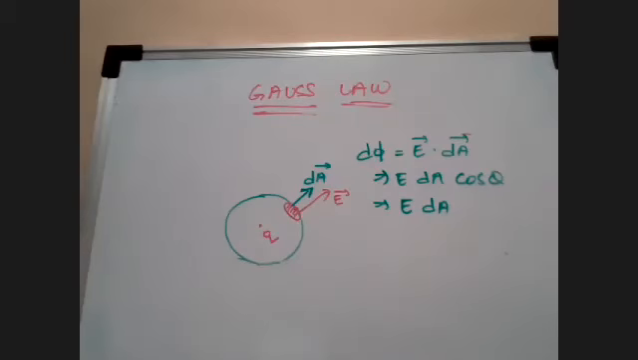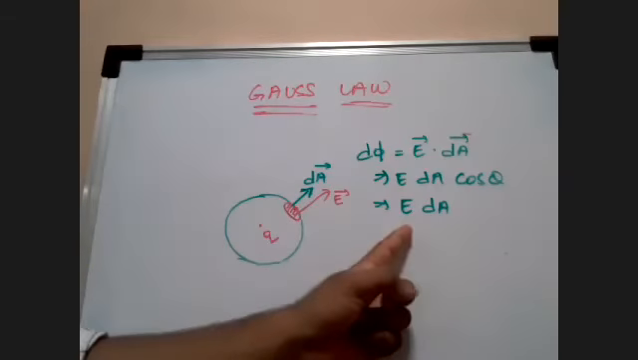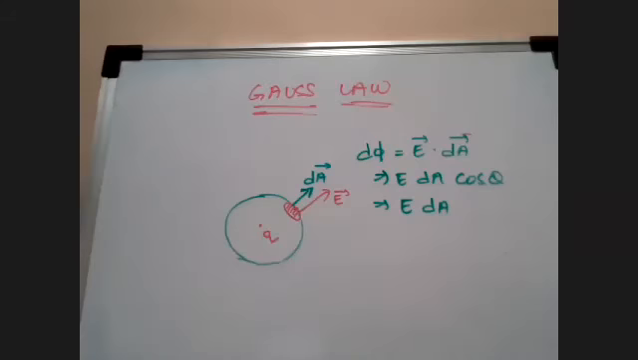Okay, but what does Gauss law say? Gauss law simply says that the total flux which we have just found out, which is EdA, is equal to Q upon epsilon naught.